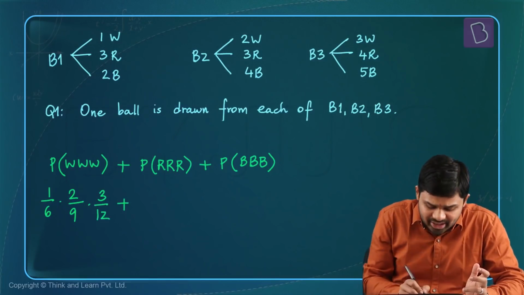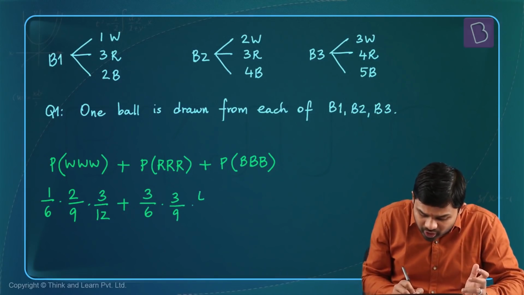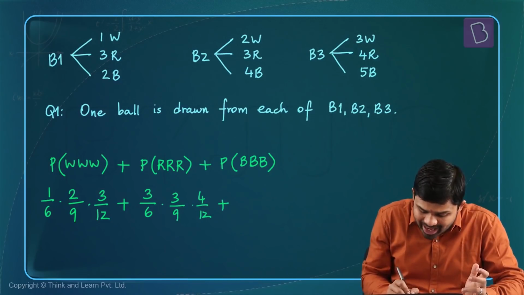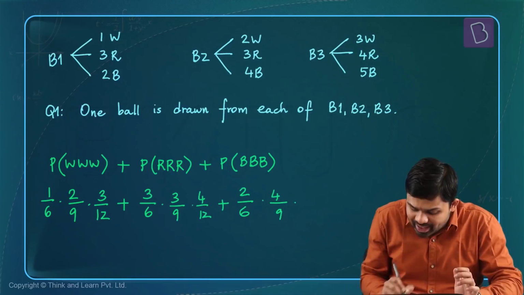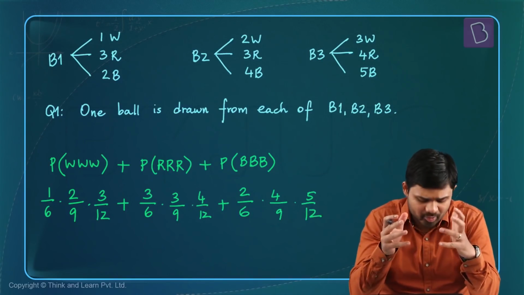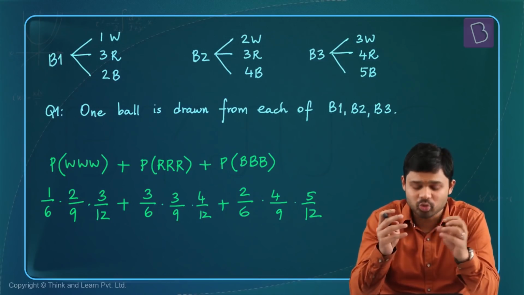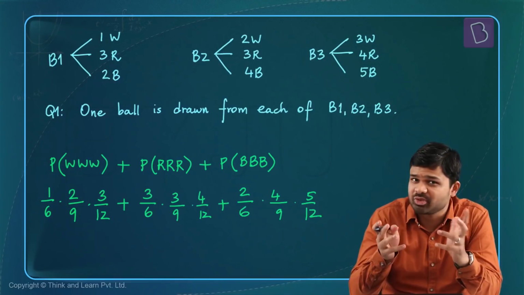The next thing is red, that's going to be 3 divided by 6 into 3 divided by 9 into 4 divided by 12. And for the blacks, it's going to be 2 by 6 into 4 by 9, and the third one will be 5 by 12. Well, you have a common denominator already, 6 into 9 into 12. Well, 6 into 9 into 12, well, 12 9s are 108 into 6 will be 648.